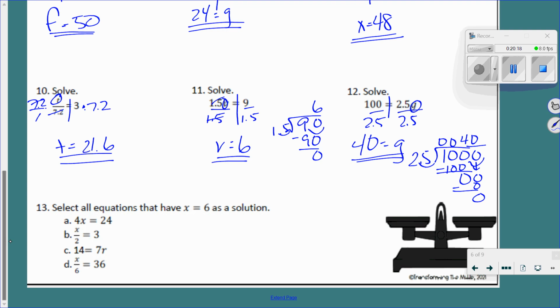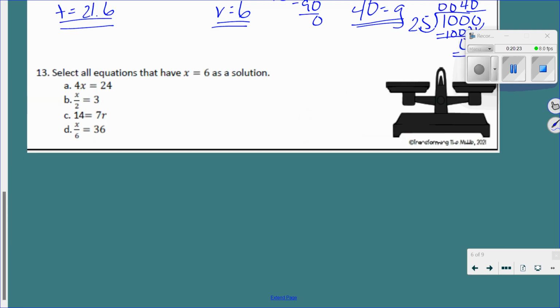So these four, we just need to check real quick. 4x equals 24. Here's my variable, so I'm dividing by 4. X equals 6, that one worked. X over 2 equals 3. Here's my variable. Now, dividing by 2 is multiplying by 2. These go away. X equals 6, that one worked.